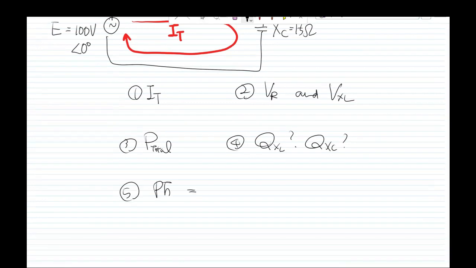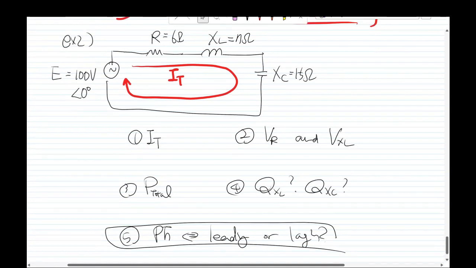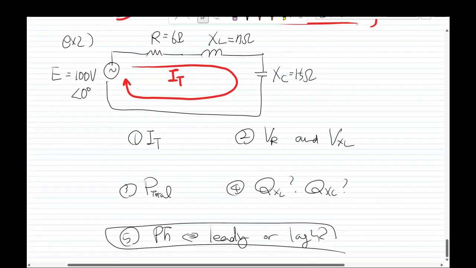And leading or lagging? You have 10 minutes. I'm going to show you like this one. Just 10 minutes. If you have any questions, please let me know.